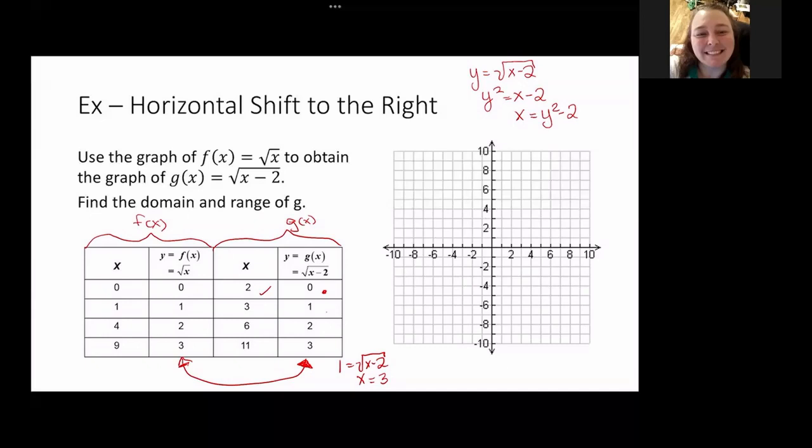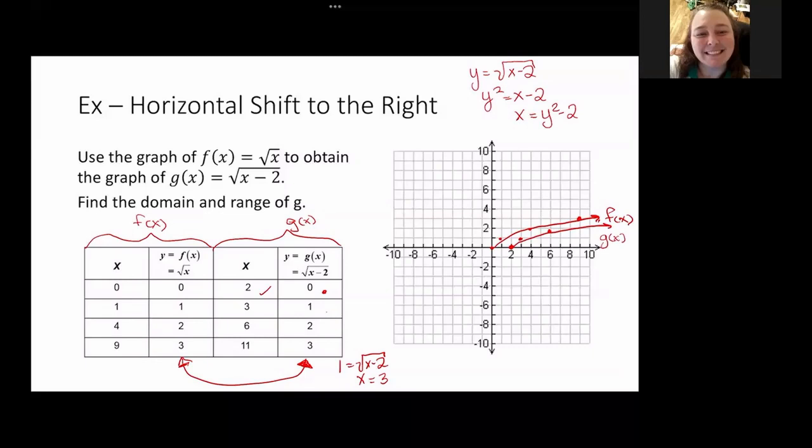Let's go ahead and graph it. Let's graph the f of x first. So we've got points at 0, 0; 1, 1; 4, 2; and 9, 3. And we remember from last lecture that it's kind of like a half U going up. Now let's do g of x. So we've actually got 2, 0; 3, 1; 6, 2; and 11, 3, which is way out here. And we've got g of x here.